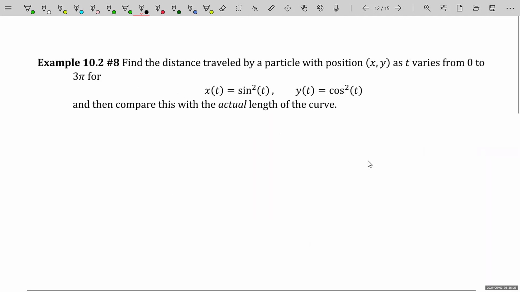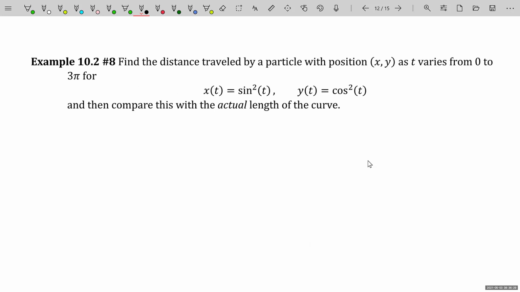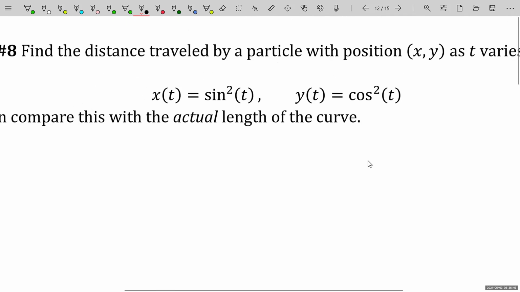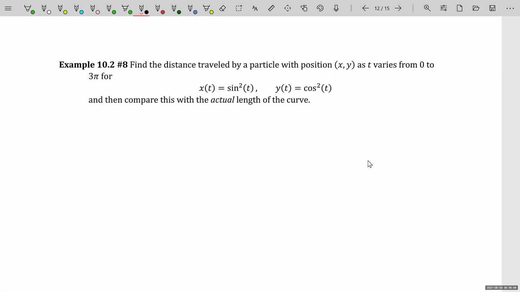And then this one. Okay, so this is somewhat nerve-wracking for me. Find the distance traveled by a particle with position x, y, as t varies from 0 to 3 pi for this parametric curve. X equals sine squared, y equals cosine squared. And then it says, compare this with the actual length. That's the hint. The hint is that if you integrate from 0 to 3 pi, you're probably retracing. I know this is going to retrace. It's sines and cosines. You always run the risk of retracing with sines and cosines.